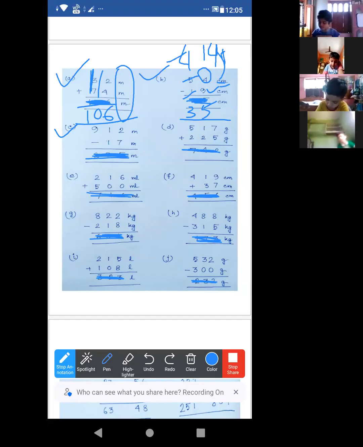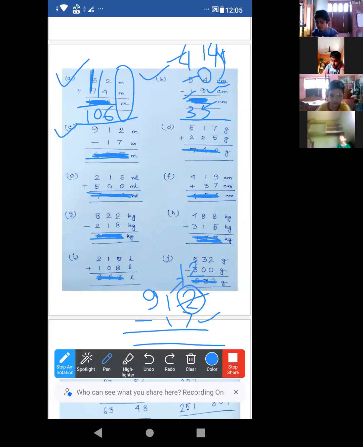Number C. Look again at this one. I am doing the subtraction over there. 912, 17. Look, this 2 is less than 7. So we have to make this large. It will be 12. We will borrow 1 from this digit. Now this will become 0. Na? Okay, now just count at first.